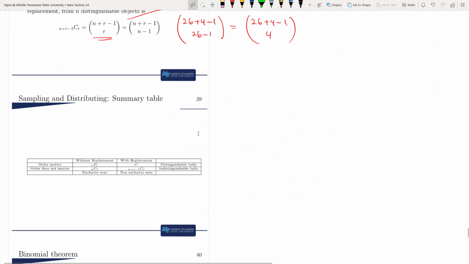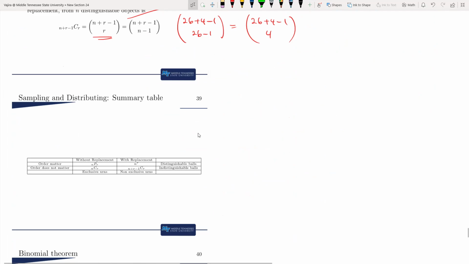So here you can see the summary table. If order matters and without replacement, you use NPR. Order does not matter without replacement, you use NCR. Order matters with replacement, n to the power r. Order does not matter with replacement, then n plus r minus 1 CR. And on this side you can see the distributing formulation for the same problem.